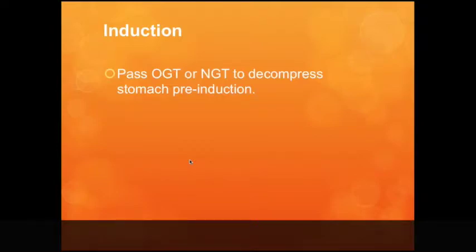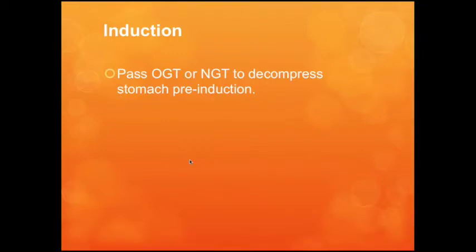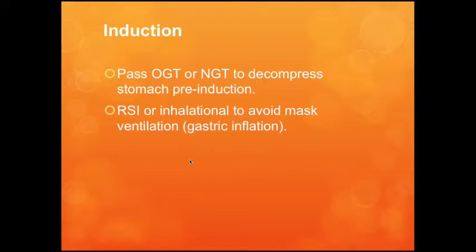So when we induce them, if they're not intubated, then I would generally do an inhalational induction. If they are intubated, then you can just give them a big slug of fentanyl, paralyze them, and away you go. Generally, if they don't have a nasogastric tube in, I would put one in and decompress the stomach prior to induction, much as I would do for a pyloric stenosis. And then either inhalational induction or rapid sequence if you're feeling particularly brave, to avoid mask ventilation, again because of the risk of gastric inflation.